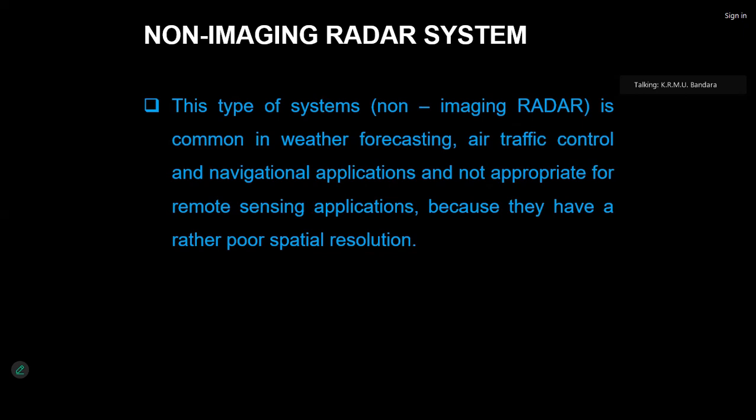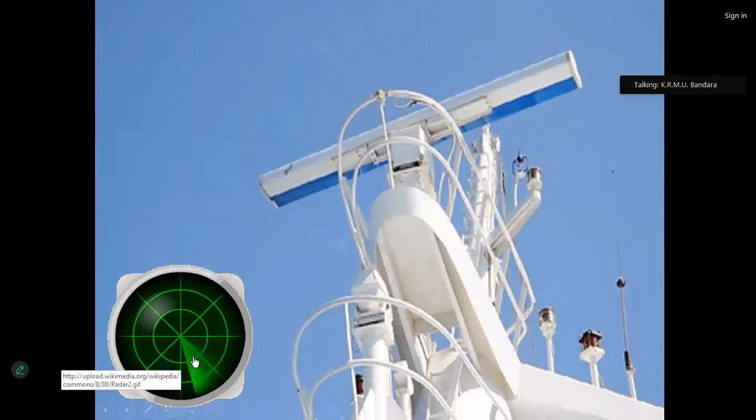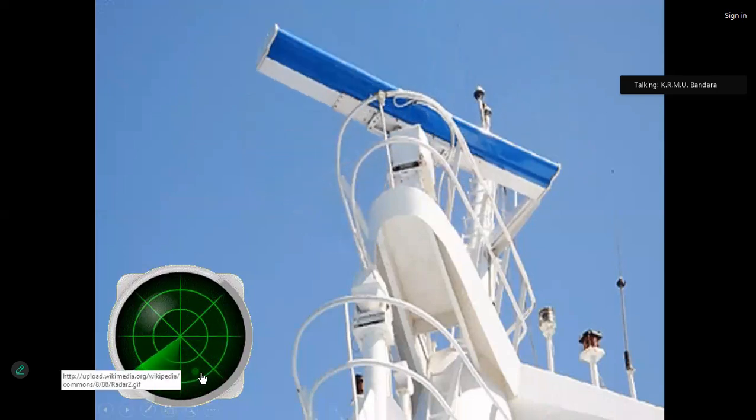Therefore, the instantaneous field of view is very large, so that one pixel, when the target is touching, may have a resolution of 1 kilometer by 1 kilometer or more. So this is not good for an imaging system, but it is used in remote sensing as non-imaging radar. Here you can see the field of view is very large. Then you can see the object detected.